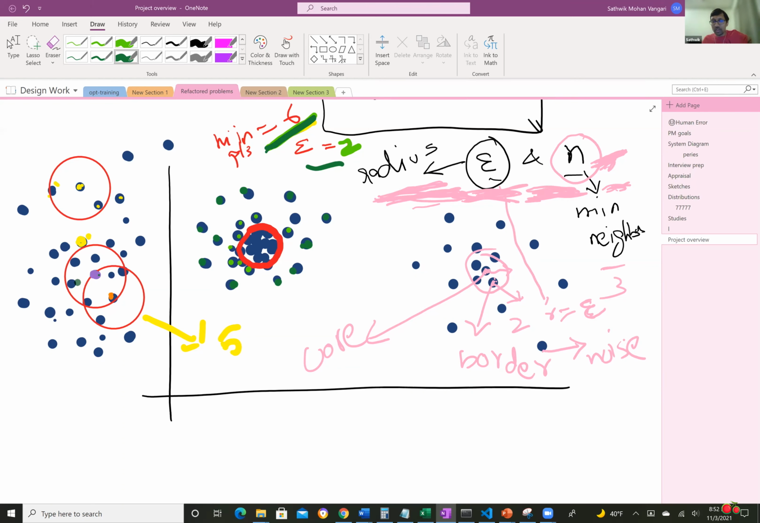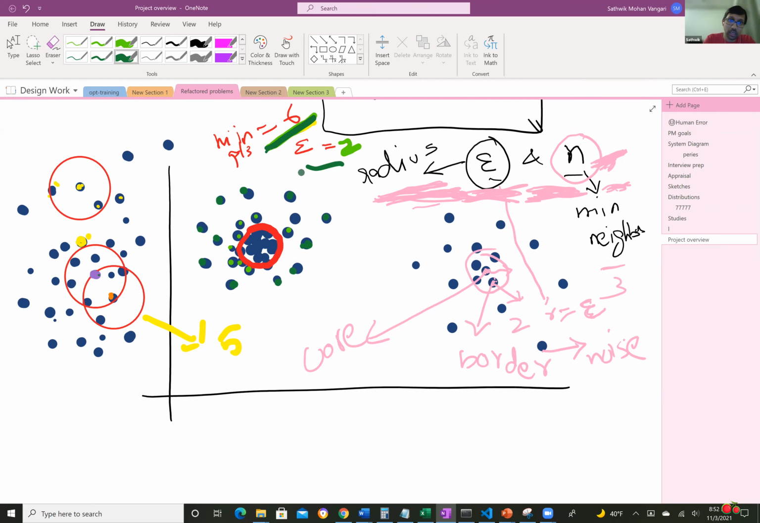Makes sense to me. Okay, cool. Anybody else have any other question? Yeah, so if you call those ones noise, it's not like they are noise; you can still draw another circle to get them into a border point, right? Okay, that's a good question.